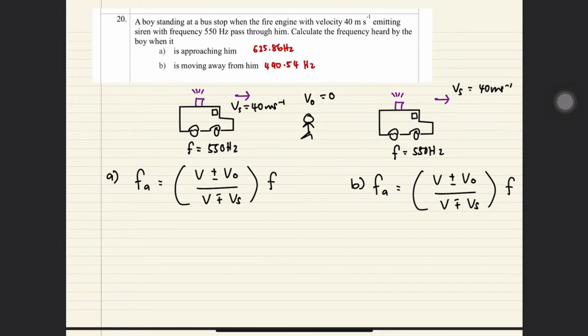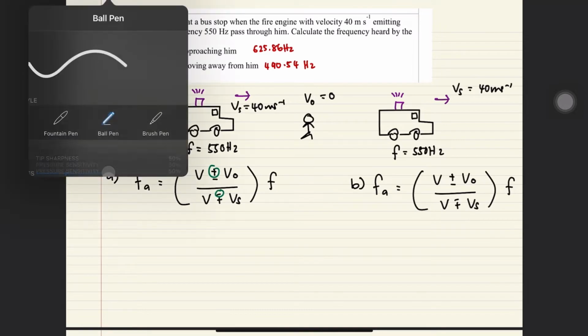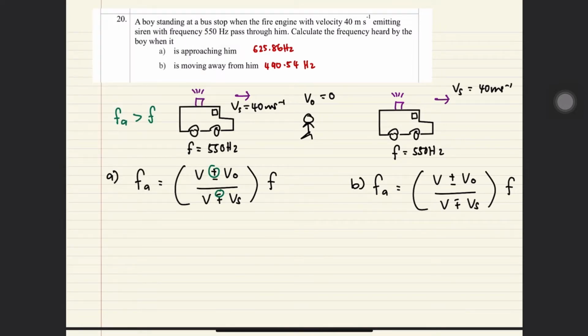When the fire engine is approaching the person, you have to ask yourself, do you hear frequency higher or lower? Okay, so you can imagine the fire engine is coming towards you. Obviously, FA is bigger than F. Okay, so if that's the case, you have to choose the top one. Now it becomes much more obvious.